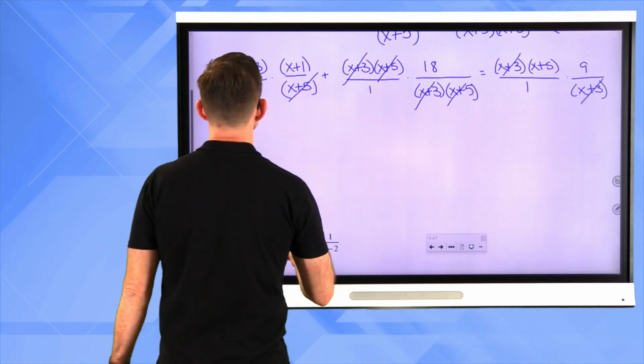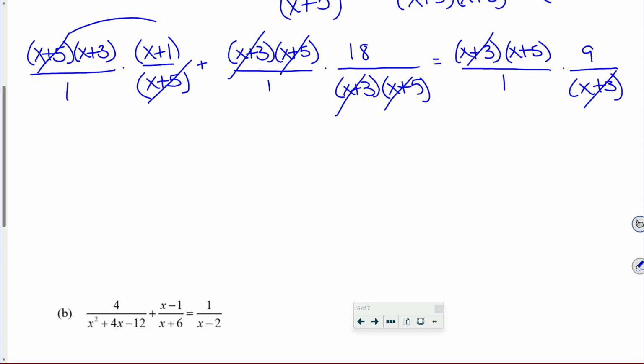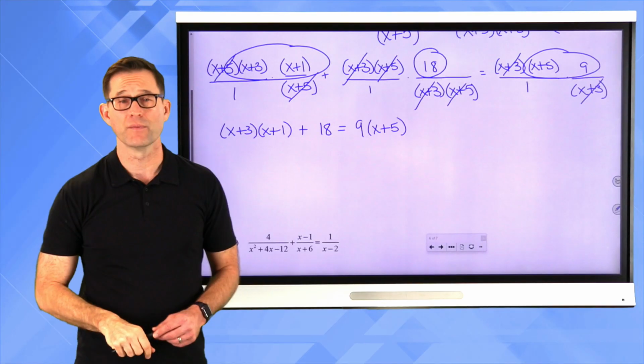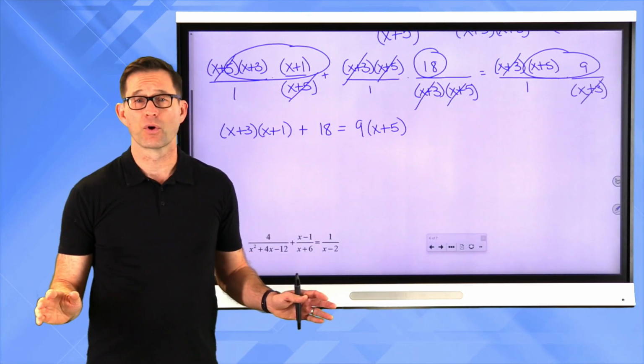Now what I have left is not a piece of cake. In the first particular manipulation, I've got x plus 3 times x plus 1. And we'll worry about that in just a bit. Plus, in the second one, all that was remaining was the 18. And in the third one, what I have remaining is 9 times x plus 5. So I've still got some work to do, right? I definitely have work to do.